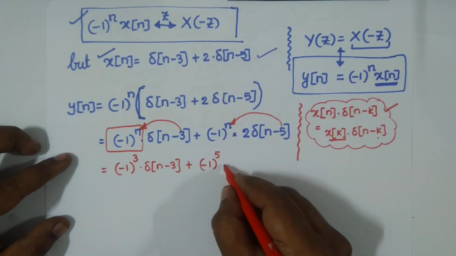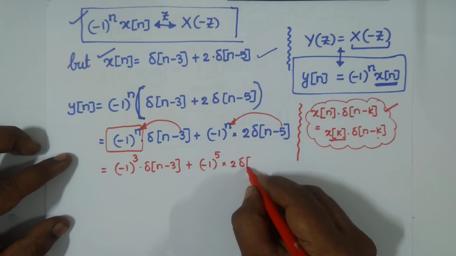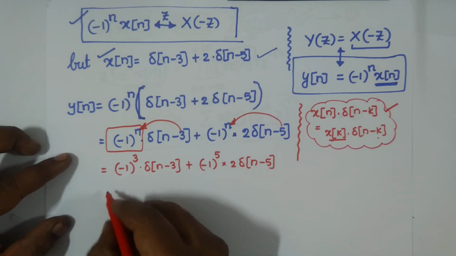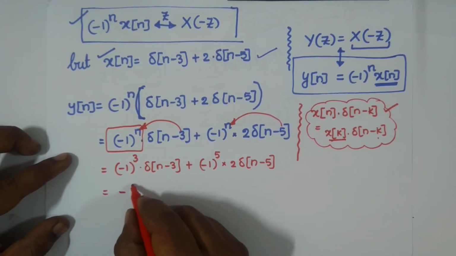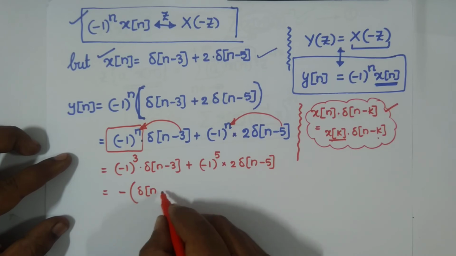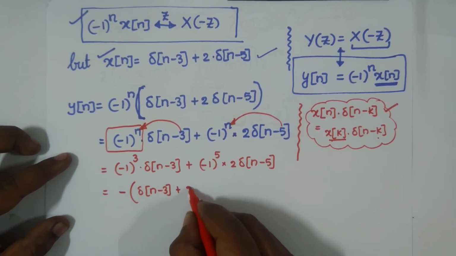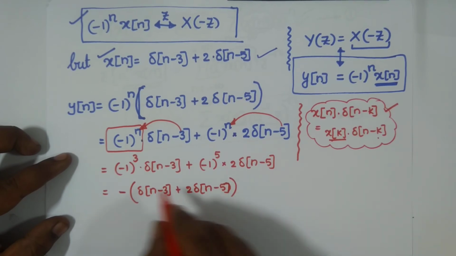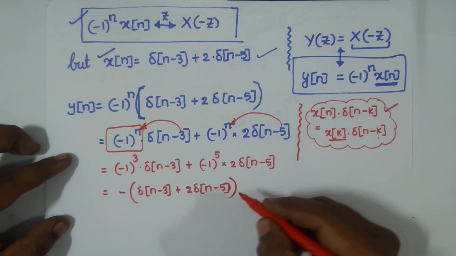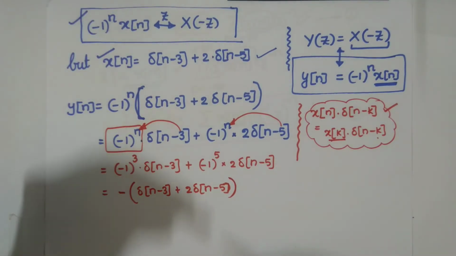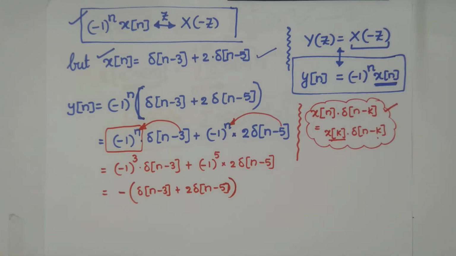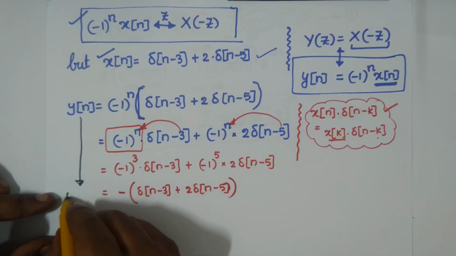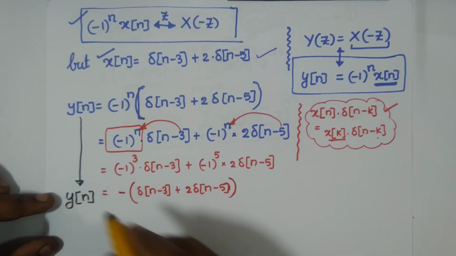So minus 1 power 5 multiplied by, again take the same stuff for this one. So this is minus and again minus, right? Therefore we get minus of delta n minus 3 plus twice delta n minus 5. We took this negativity as common. So we have it like this, and in the left hand side, this fellow was waiting to appear here now. All his waiting has come to reality.